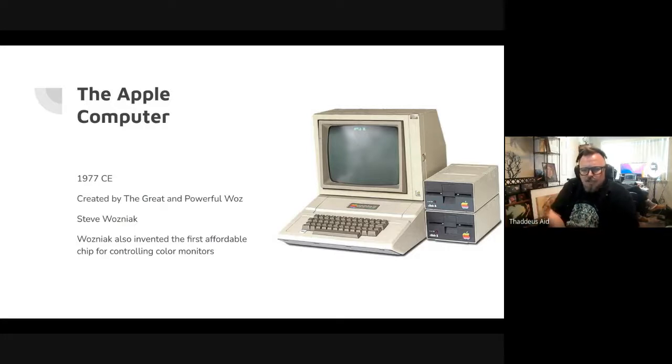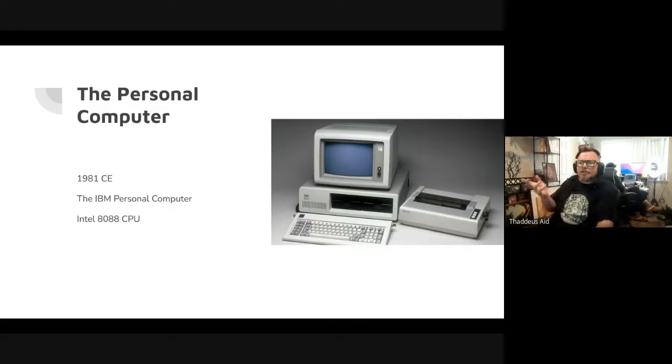Wozniak's work is a direct link to us being able to talk in color on our monitors today. I mean, cool stuff. The personal computer. This was actually my first computer. The IBM PC came out in 1981, the IBM personal computer, running on the Intel 8088 CPU architecture. I had a clone. I couldn't afford the real thing, but still cool.